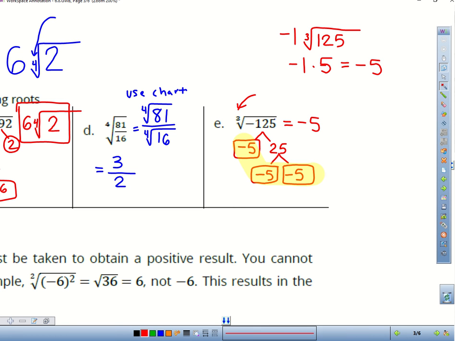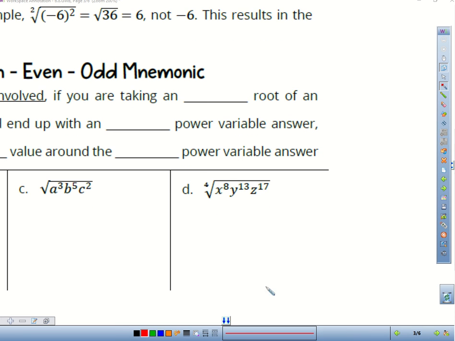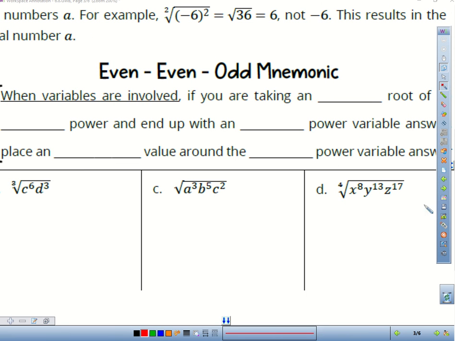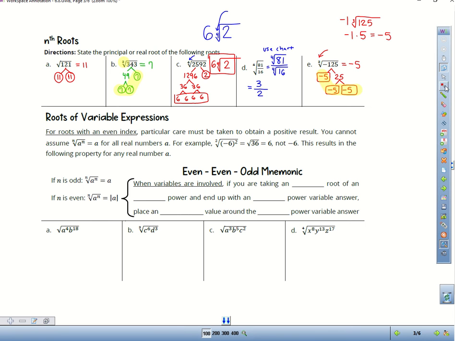Okay. So let's go ahead and talk about the even, odd mnemonic device. I can never say that word. We're just going to go with it.